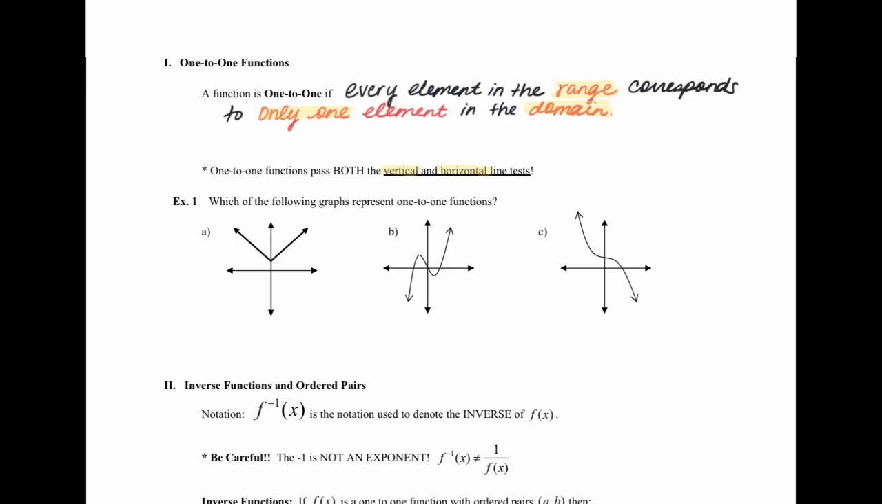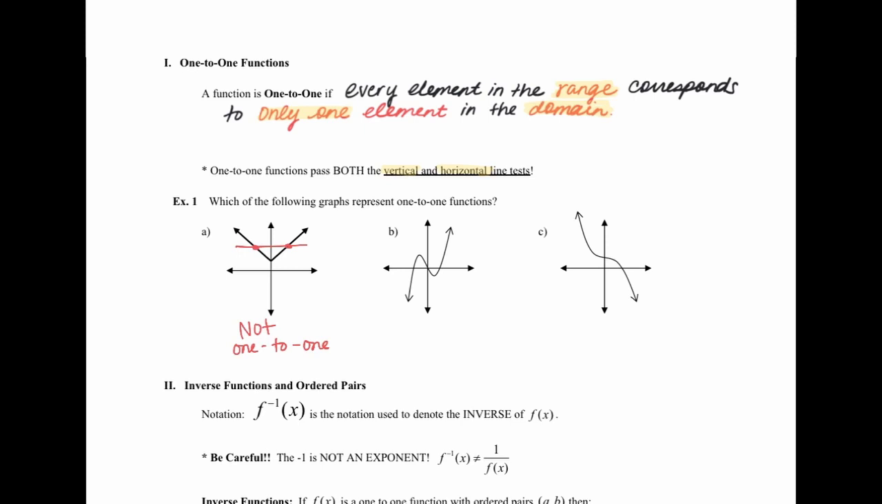So let's look at this visually first, using the first three examples here, A, B, and C. Which of the following represent one-to-one functions? Now, every one of these is a function because they all pass the vertical line test. But you'll notice on example A, if I draw a horizontal line, it's going to intersect this curve in 2 places. This means it is going to fail the horizontal line test. So this is not a one-to-one function. So we'll just write not one-to-one.